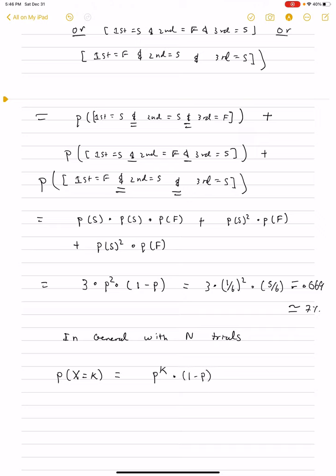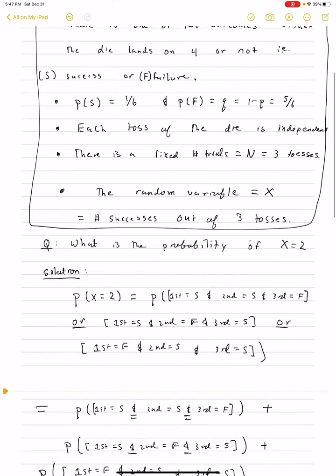1 minus P, remember we have N trials. If K of them are successes, that means that the rest, being N minus K, need to be failures. What about this 3 here? Why is there 3? Well, that's because this event of 2 successes could occur in 3 ways. Why was that? Our random variable here, x, is the number of successes out of 3 tosses. In general, it will be the number of successes out of n tosses.